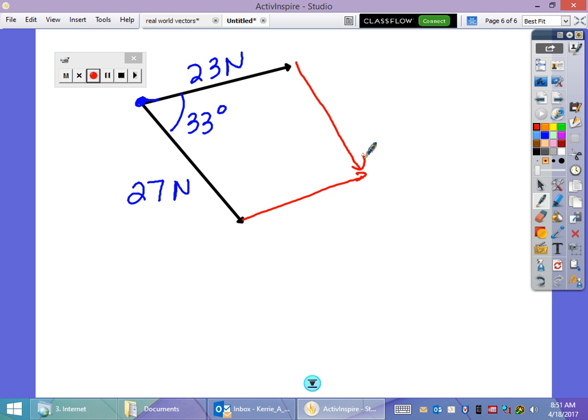At the beginning of vectors. Okay, if this is 23 newtons, how much is this one here? 23 newtons. Because it's a parallelogram, opposite sides are the same. And this one would be 27. Okay, how big is this angle here? 33 degrees. So how big is this angle there?